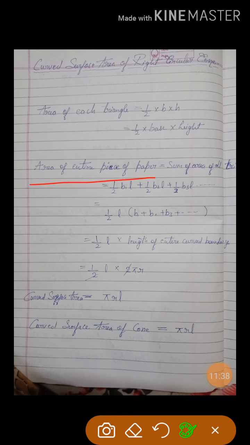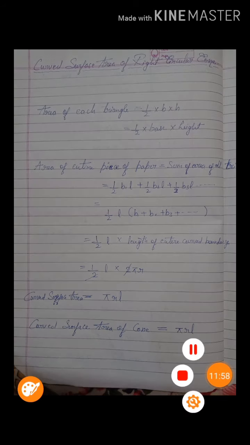When it is folded, it will form a cone, and the area of the entire piece of paper will be the curved surface area of the cone. So the curved surface area of the cone will be equal to pi r L. This is the formula for the cone. Curved surface area of cone is pi r L.